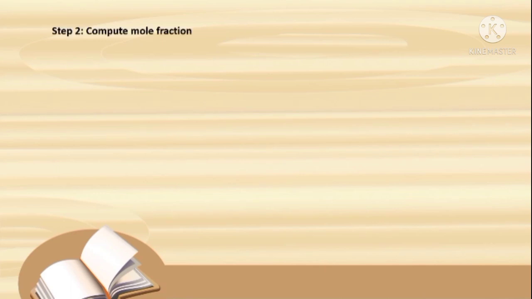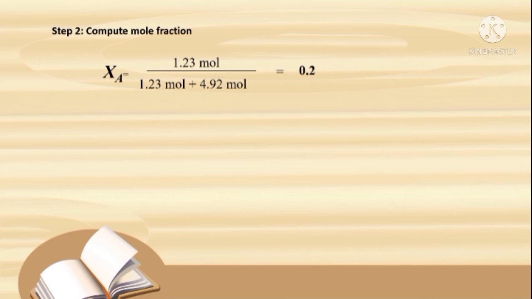After converting mass to mole of each component, we can now compute the mole fraction of solute and solvent. To compute mole fraction solute, we simply divide moles of solute, which is 1.23 moles, by the moles of solution, which is the sum of moles of solute and solvent, 1.23 and 4.92 respectively, and we get 0.2 as mole fraction solute.